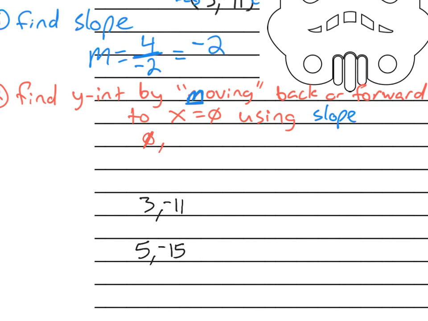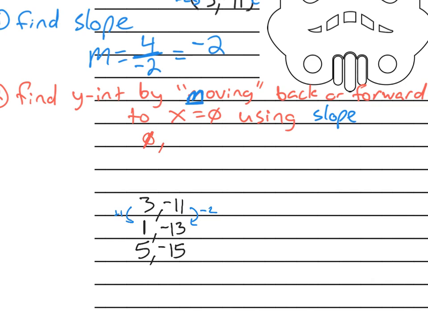So if I'm going to move with the slope here, in this direction, we know the slope is -2. So we would be subtracting 2 and adding 1 there. So that next value in between would be 1, -13. If I want to go the other direction, I just do the exact opposites.